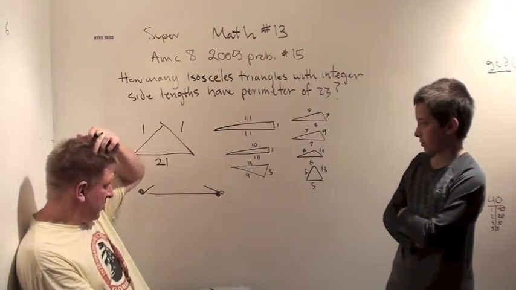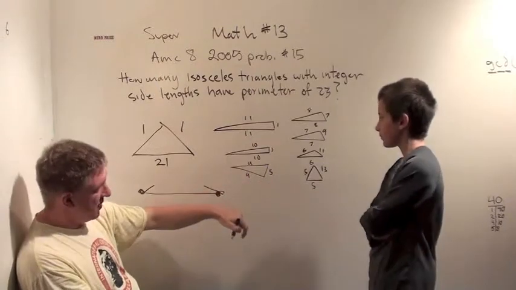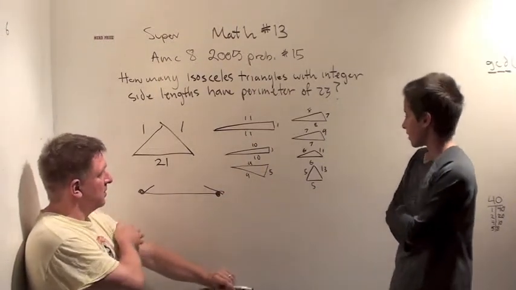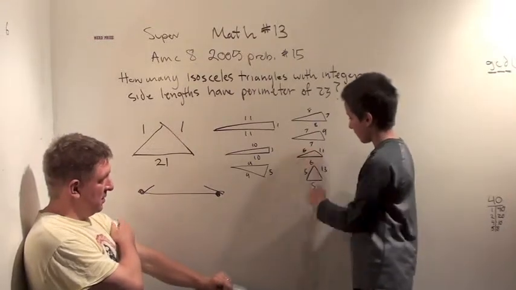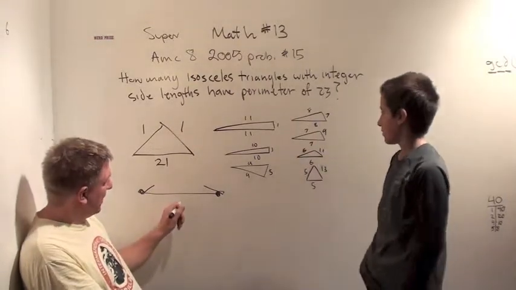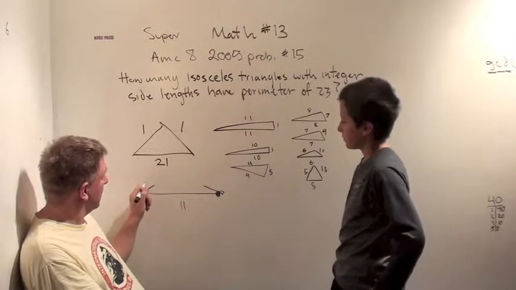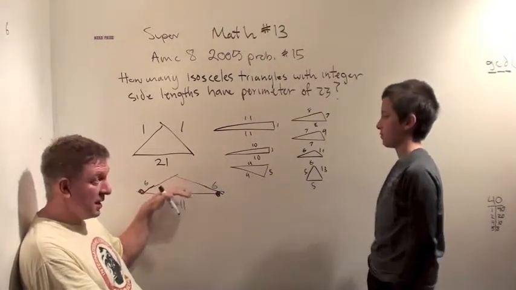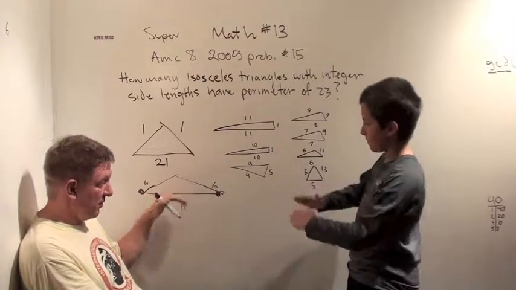In any case, you figure out that this doesn't work, and you figure out that the 5, 5, 13 doesn't work. Does the 6, 6, 11 work? Yeah, because 6 plus 6 is 12. Okay, very good. So if this is 11, I can actually close the gap with 6 and 6 because it adds up to 12. It'll be very skinny, but it does still form a triangle.